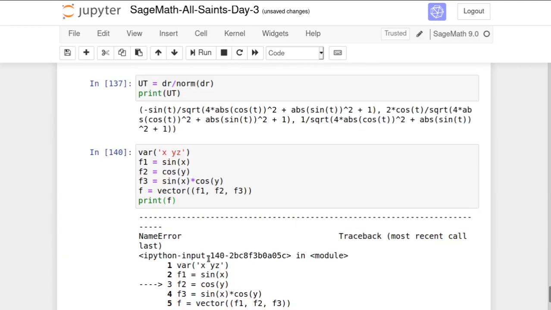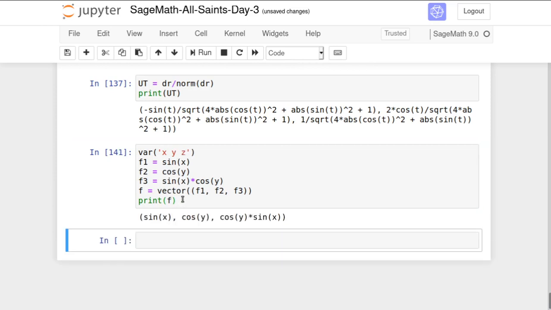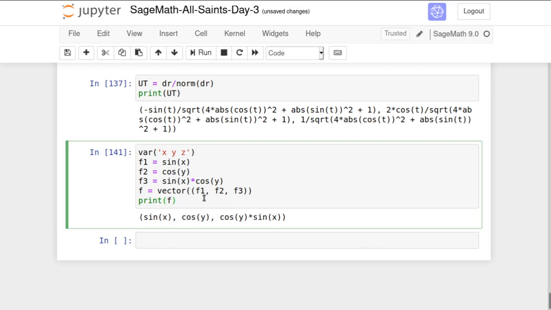We get the print to be equal to something. Okay, var x y z we should have given like this. Okay, now the print is this: sin x, cos y, sin x cos y. This is the vector valued function that we have.